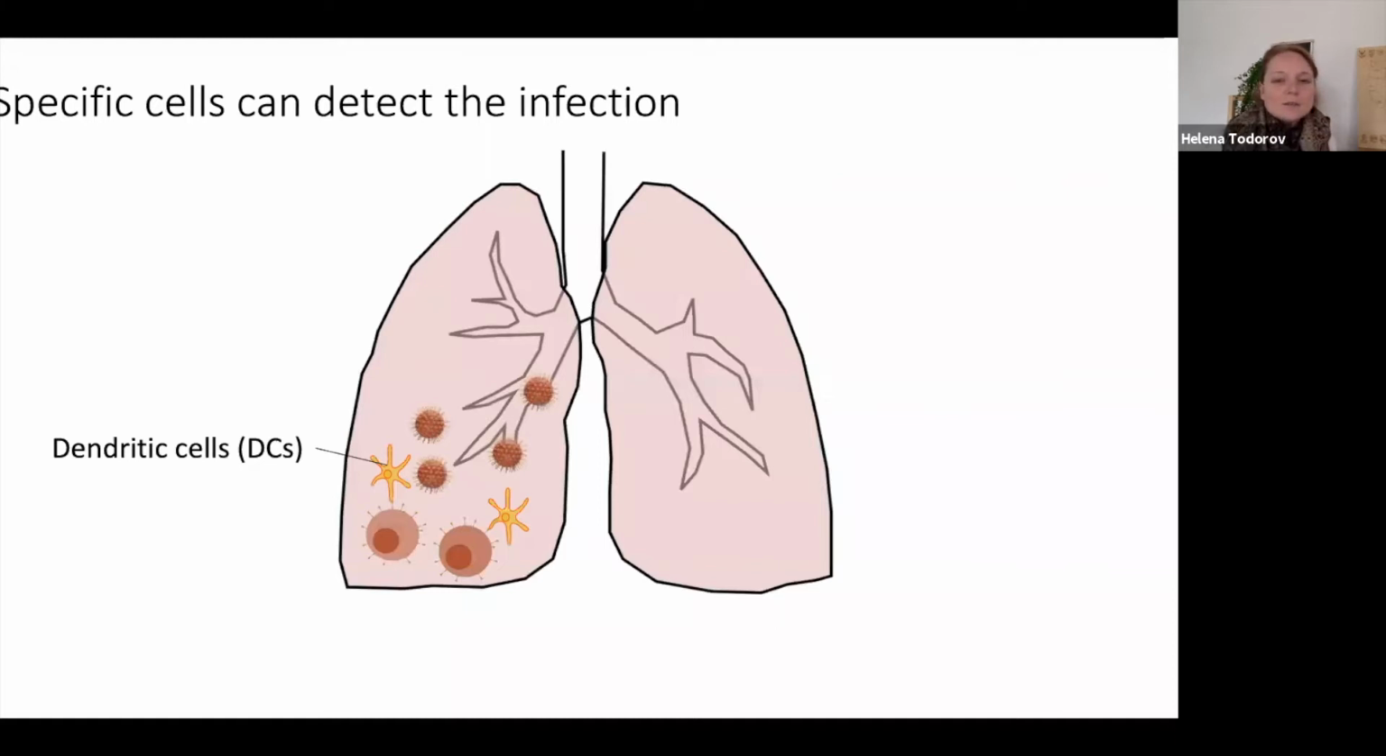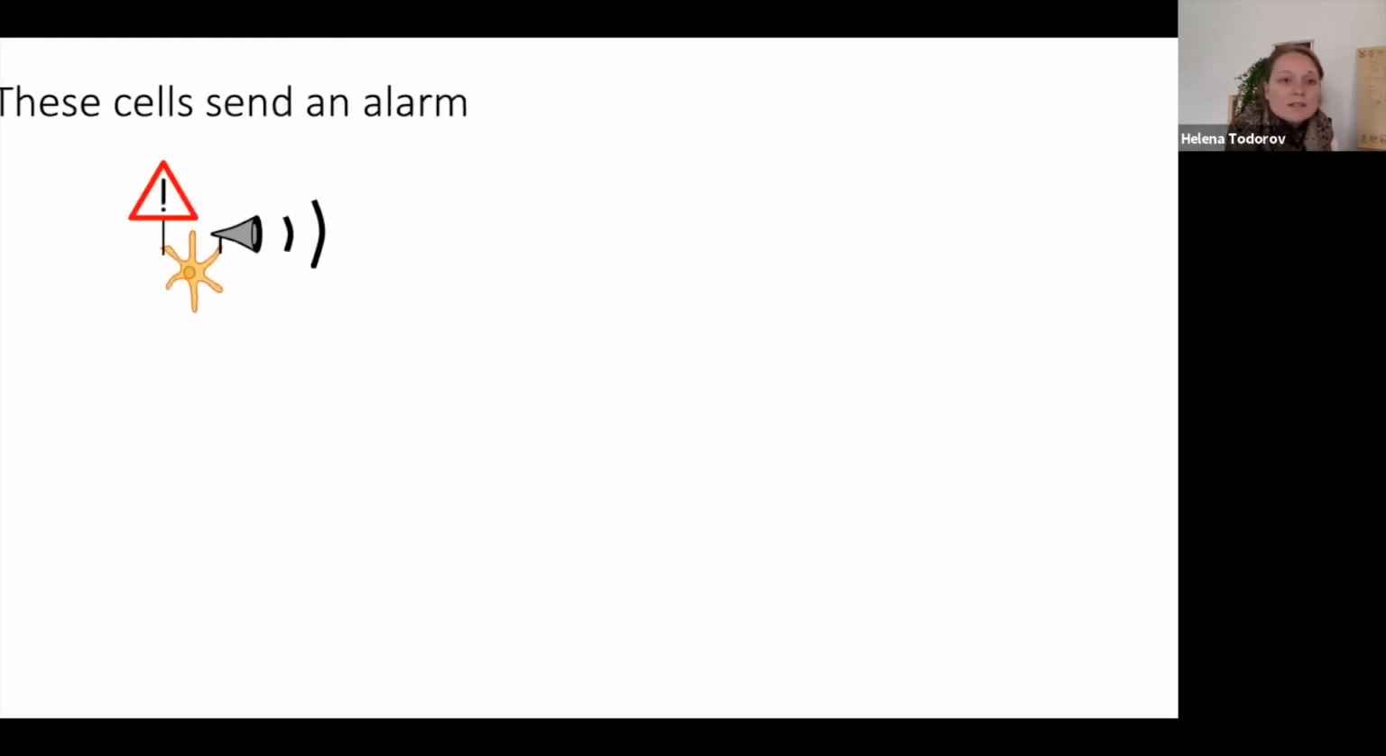First, these immune cells that are called dendritic cells because of their shape will recognize the infected cells and they will send an alarm signal to the whole body. This results in a strong inflammatory state in the whole body, which can explain why we sometimes experience fever or fatigue after we've been infected by a virus.